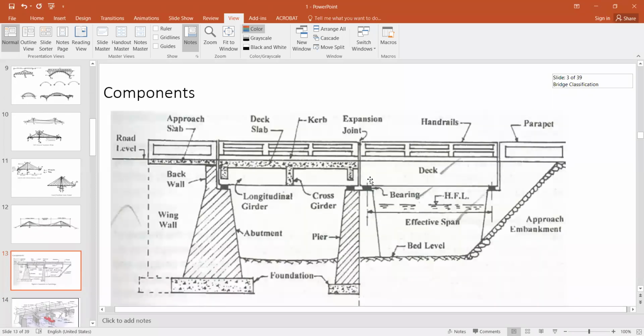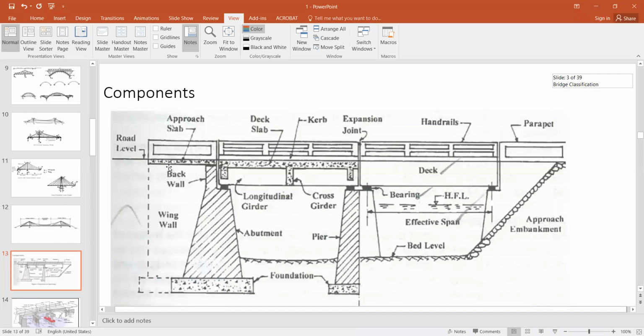Okay, so the next portion is components of bridges. This drawing shows some of the components. In the next slide we will see some other components. So this is a basic overview of what the different types of supports of the bridges are.